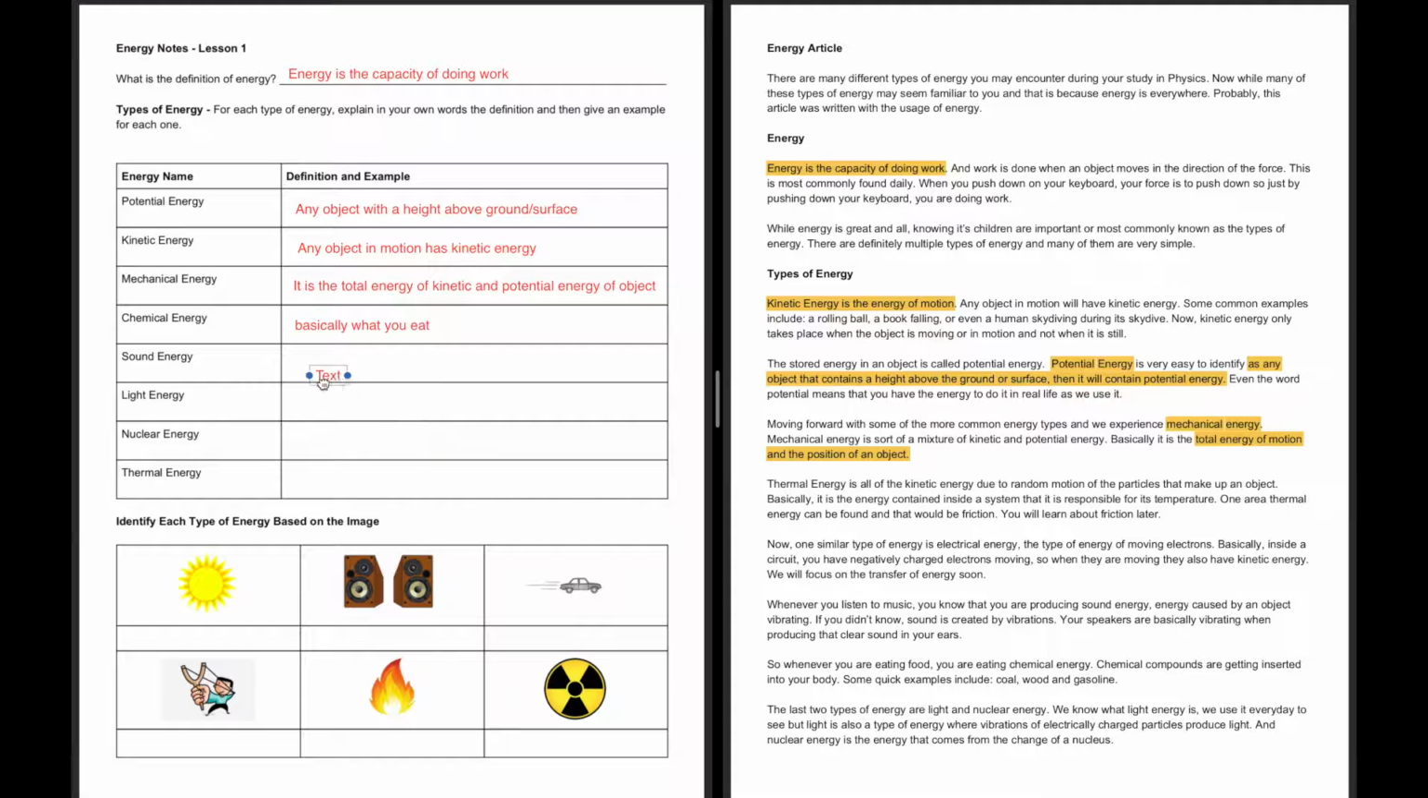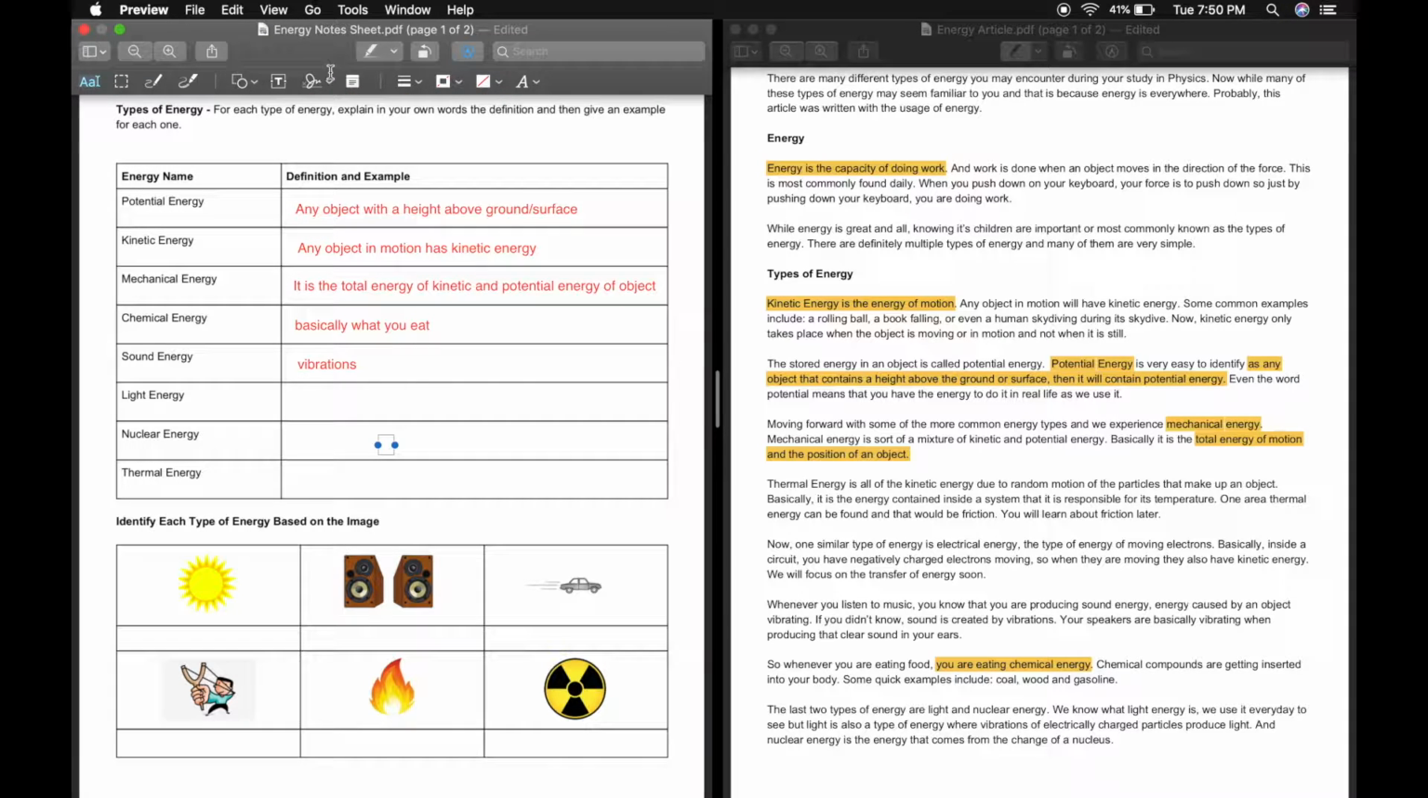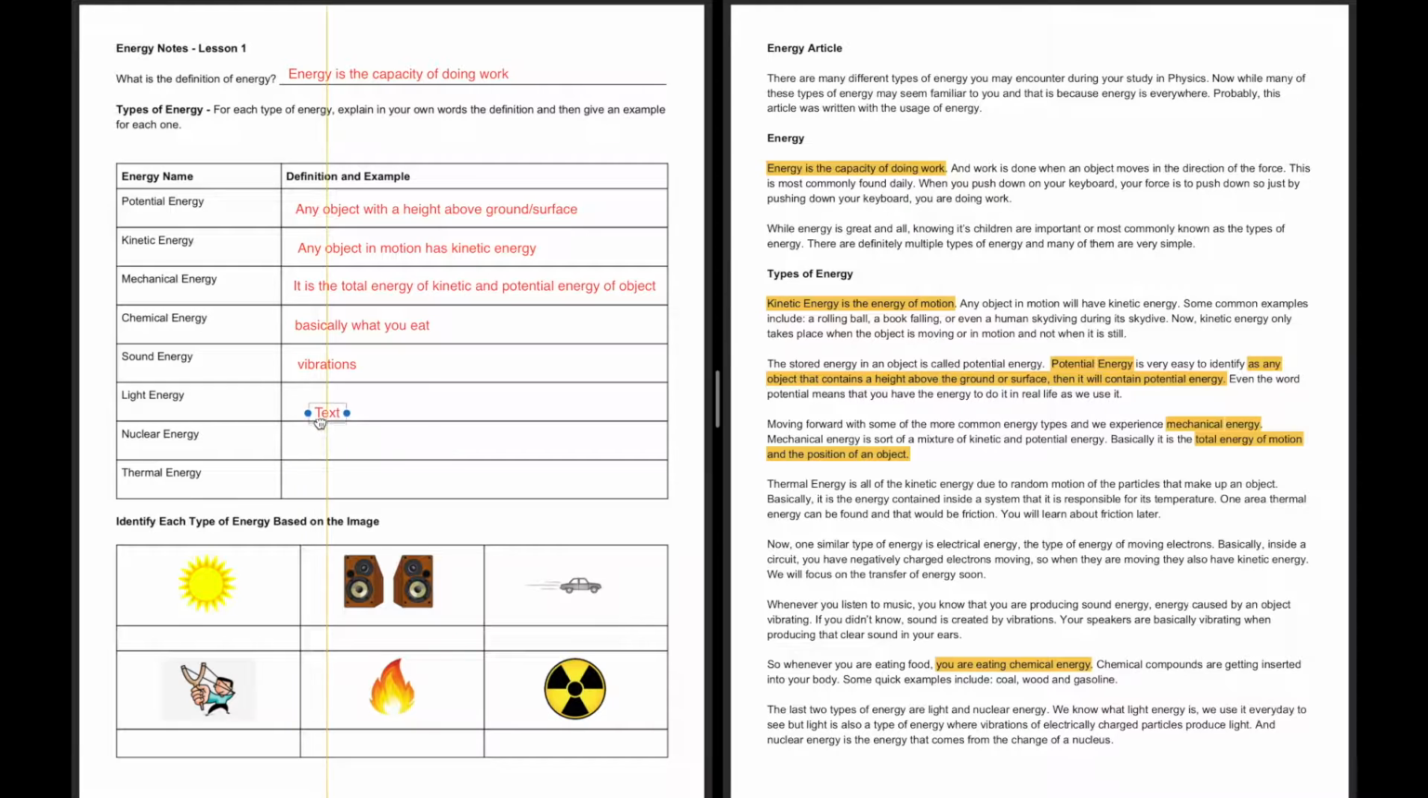Sound energy. Well, apparently, according to the article, let me go ahead and highlight chemical energy since I forgot. There. So, sound energy is vibrations. Basically, it's just vibrations. Now, the directions say to give an example for each one, but I want you to come up with these examples on your own. I think that coming up with examples should be your part. And if I remember, I'll post some examples when I upload this.